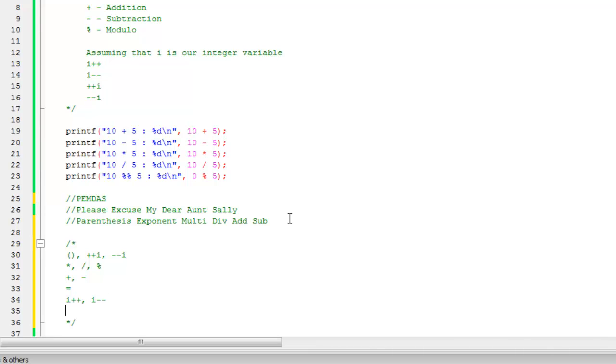So this is really what it looks like in computer science. Parentheses, pre-decrementation and pre-incrementation would be these two, multiply, division, modulo, plus, minus, assignment operator. You could call it equals, but that's not really accurate in computer science. And then we have post-increment and decrement operators.